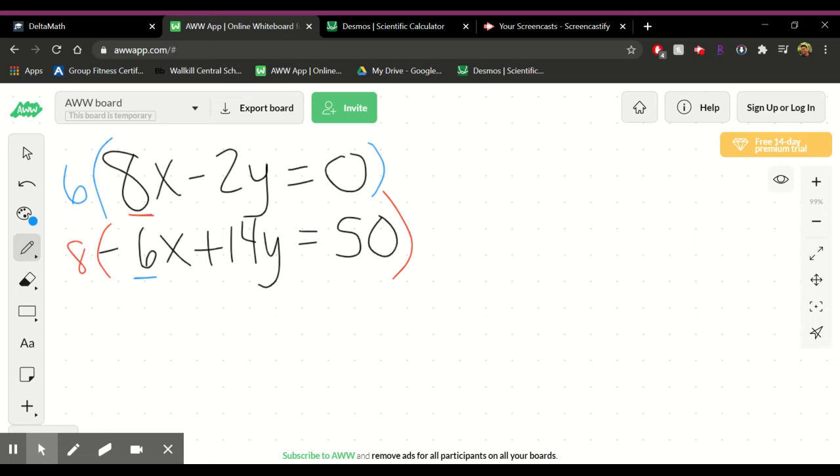Now, if you notice, if I multiply 6 and 8, it's 48. 8 times negative 6 is negative 48. So I don't have to make one of these a negative. It's already a negative. So now when I distribute, I get 6 times 8, which is 48x. Negative 2 times 6 is negative 12y. 0 times 6 is 0.